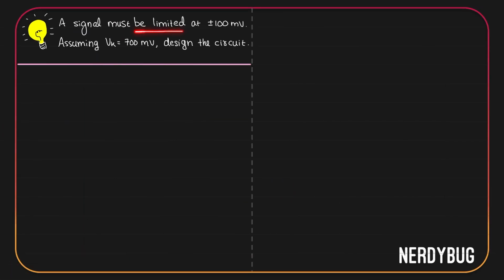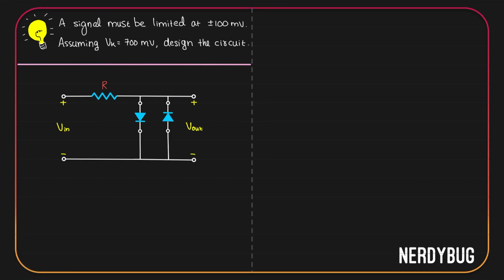A signal must be limited at plus or minus 100 millivolt. Assuming the knee voltage is 700 millivolt, design the circuit. So the signal must be limited at plus 100 and minus 100 millivolt, which means we have a double parallel clipper. Let's take a circuit that will do positive clipping and negative clipping. This diode will do the positive clipping, this one will do the negative clipping.